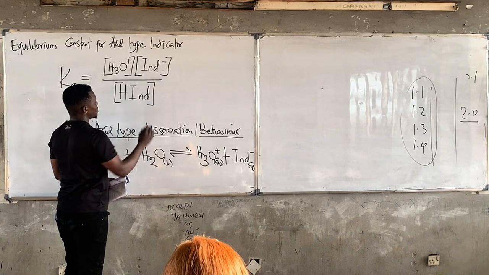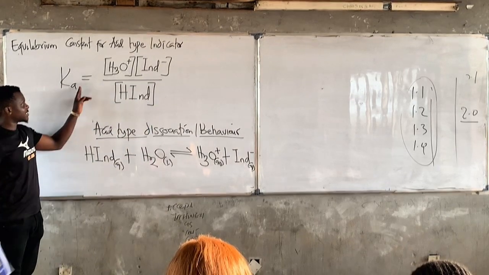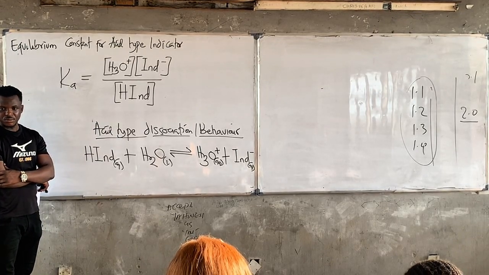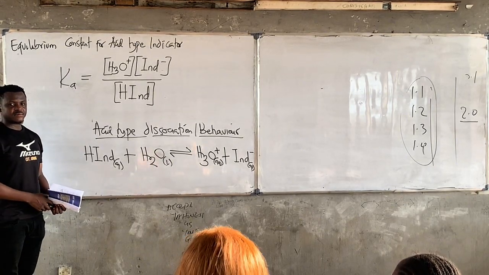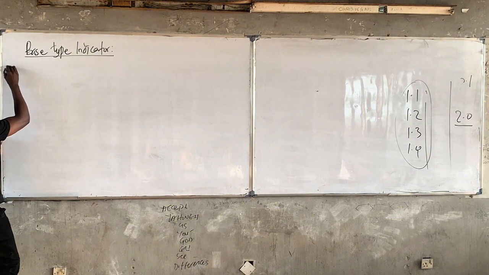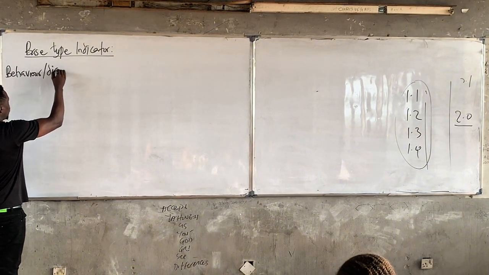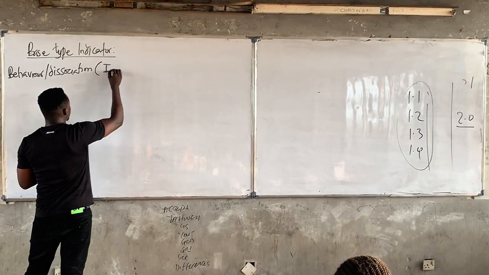Please make sure you don't miss this concentration. This is the acid type indicator, equilibrium constant. Please write this so that we can look at the base. For the base type indicator, let's try the behavior, the behavior or dissociation. The base type indicator is this.